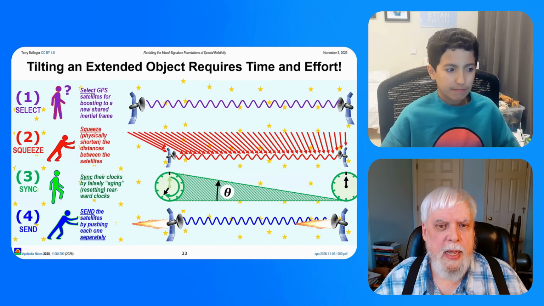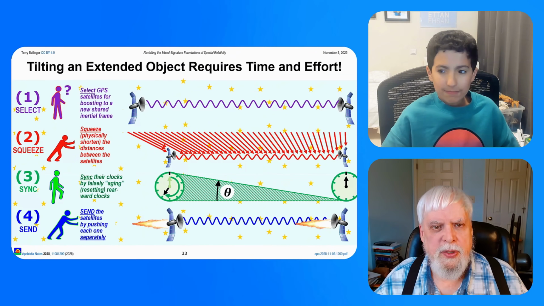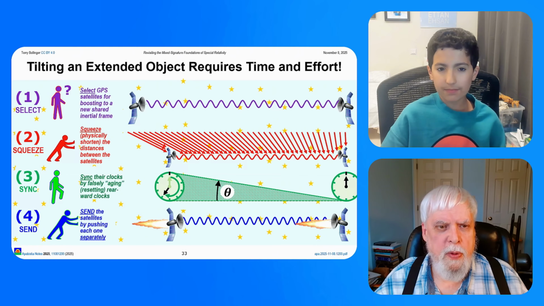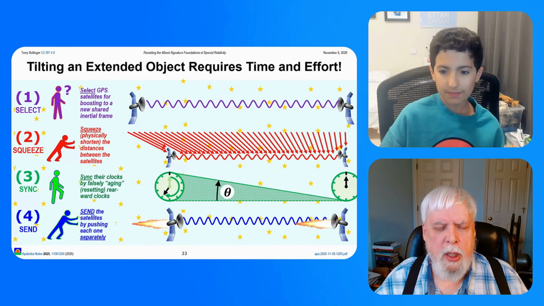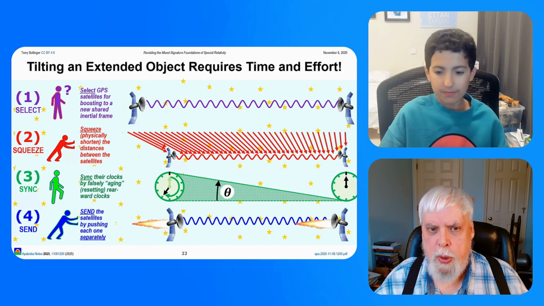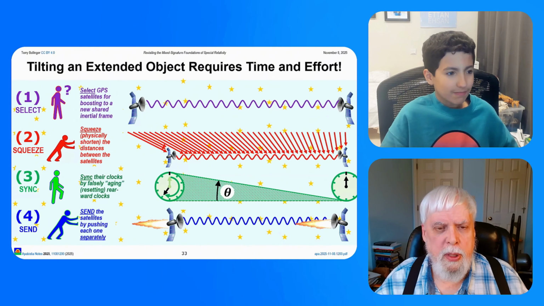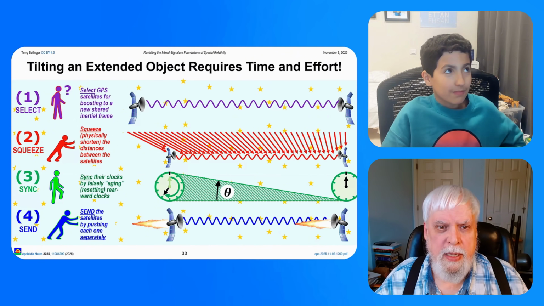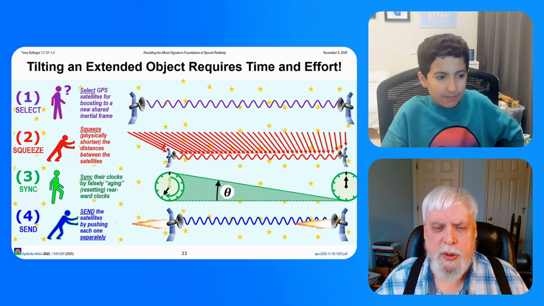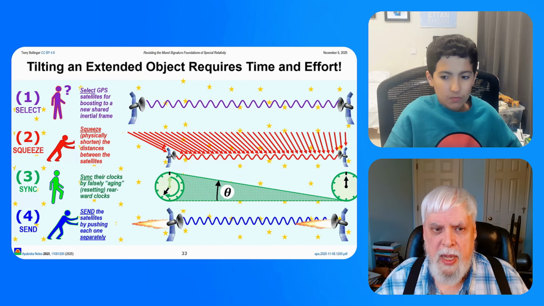Now, this final slide talks about this whole idea of tilting that extended line from an important viewpoint of how do you accelerate a large object. Something like a train is the example that Einstein used, but also a very real example is actual satellites that we use in space now. GPS satellites are an example of that.